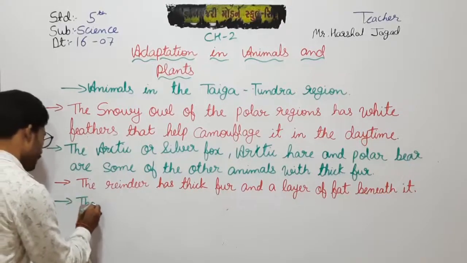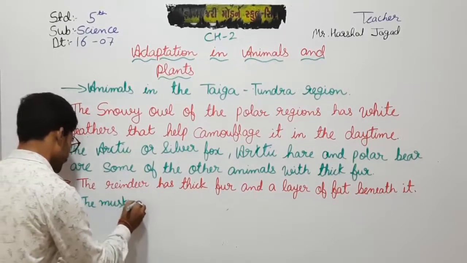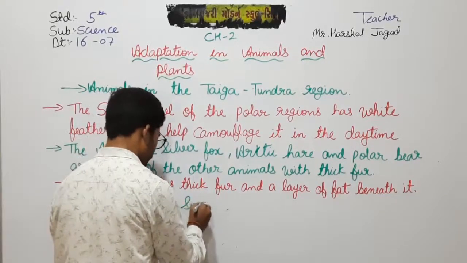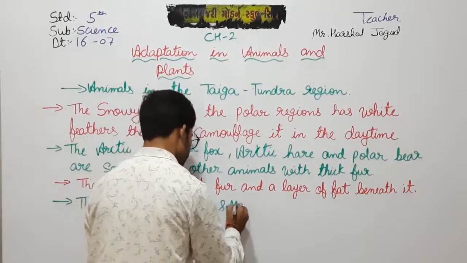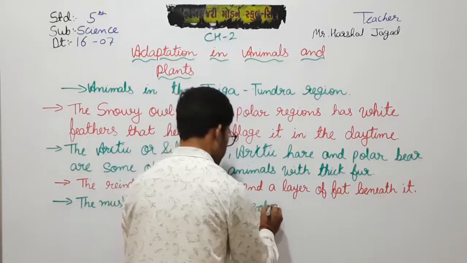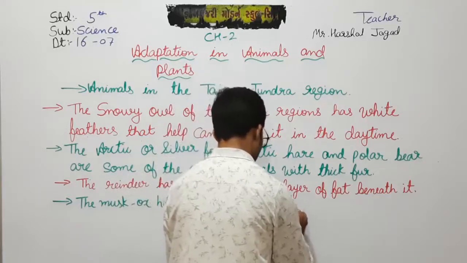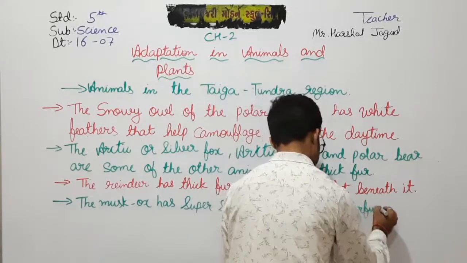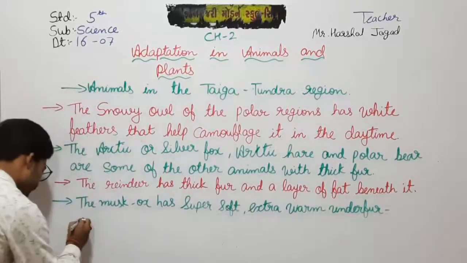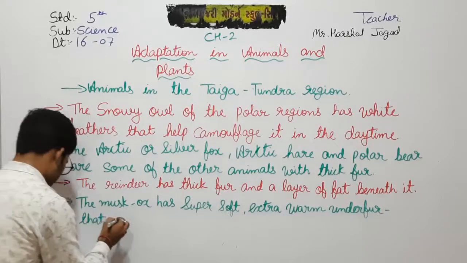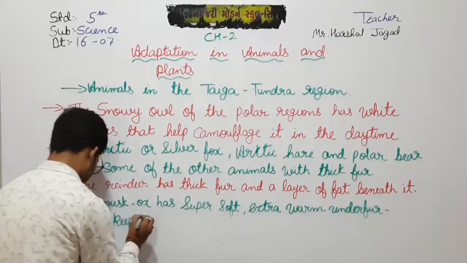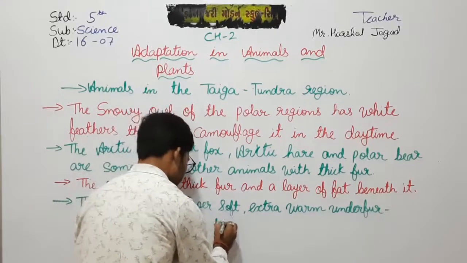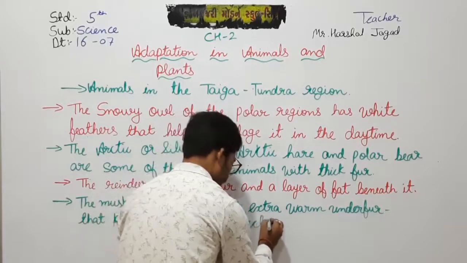The musk ox has super soft, extra warm underfur that keeps it warm in Arctic Canada.